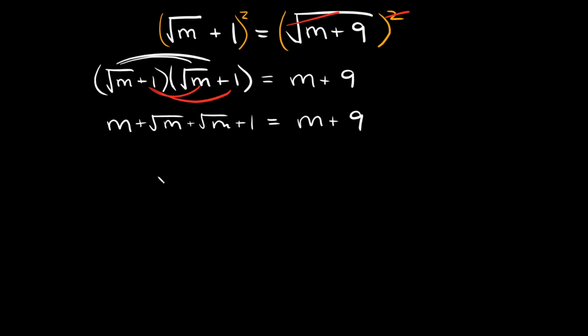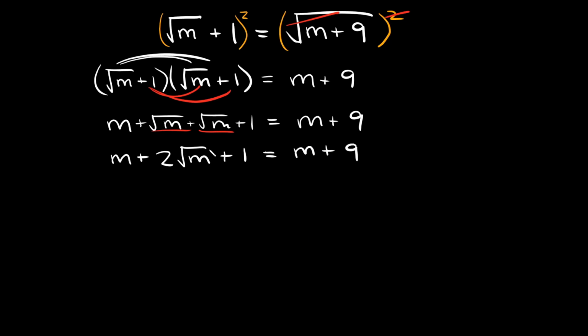All right. So again, I want to simplify some things here. On this left side, we're going to have m plus, and then here we have the square root of m plus the square root of m, and that's equal to 2 times the square root of m, right? It's like saying 5 plus 5 is equal to 2 times 5. So that's why we can write it like that. And then we have plus 1 is equal to m plus 9.